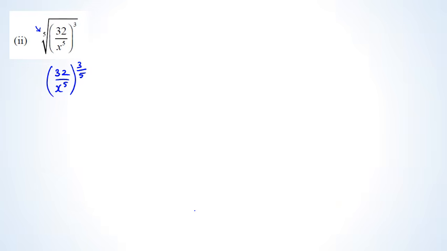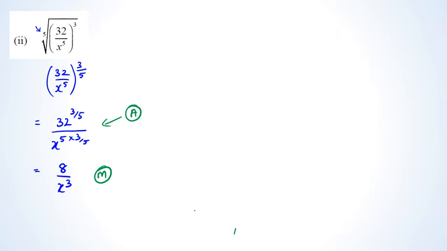So now when we expand this out, we're going to get 32 to the power of 3 over 5 divided by x to the power of 5 multiplied by 3 over 5. Now 32 to the power of 3 over 5, if you put it in the calculator, you should get 8. And 5 times 3 over 5 is just 3. So this will become x to the power of 3. So grades wise, merit for this part. And as usual, numerator or denominator correct will get you an achieved.